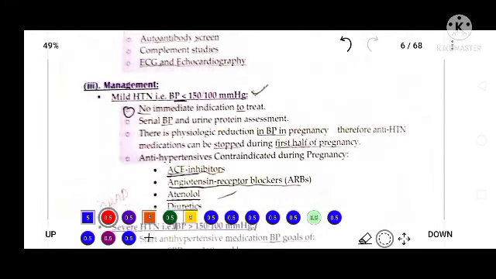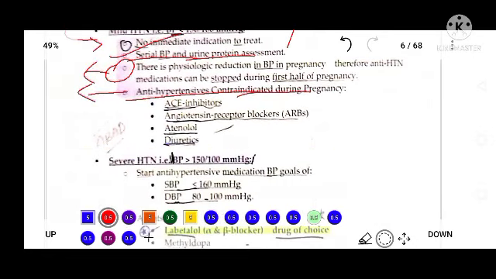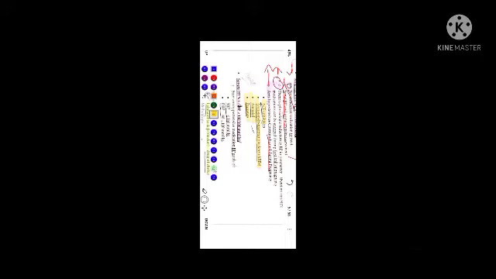So the management options for hypertension during pregnancy will be serial routine checks of the blood pressure with urine protein assessment, because analysis of proteinuria can be mandatory to rule out preeclampsia. Antihypertensive drugs are contraindicated during pregnancy, especially ACE inhibitors. ACE inhibitors should not be given in pregnancy. Angiotensin receptor blockers, atenolol, and diuretics should not be given.